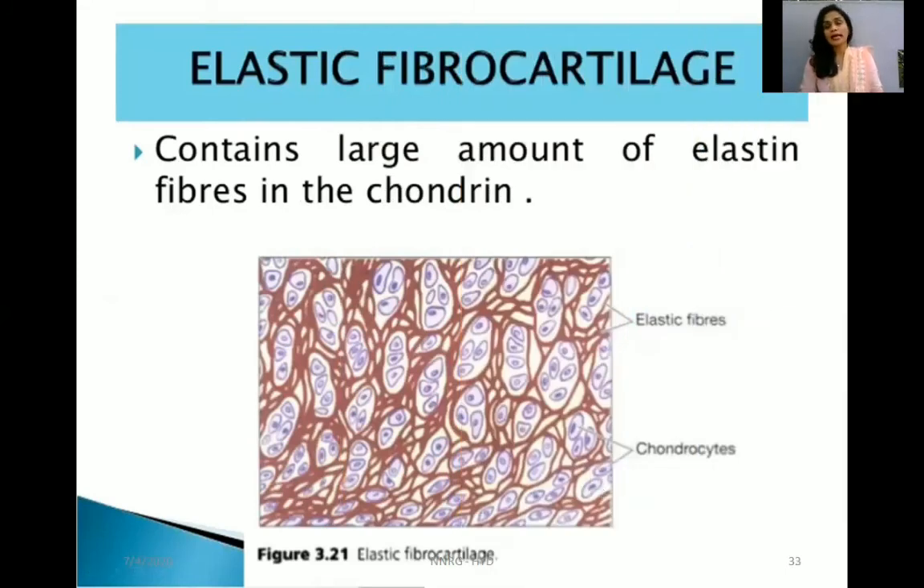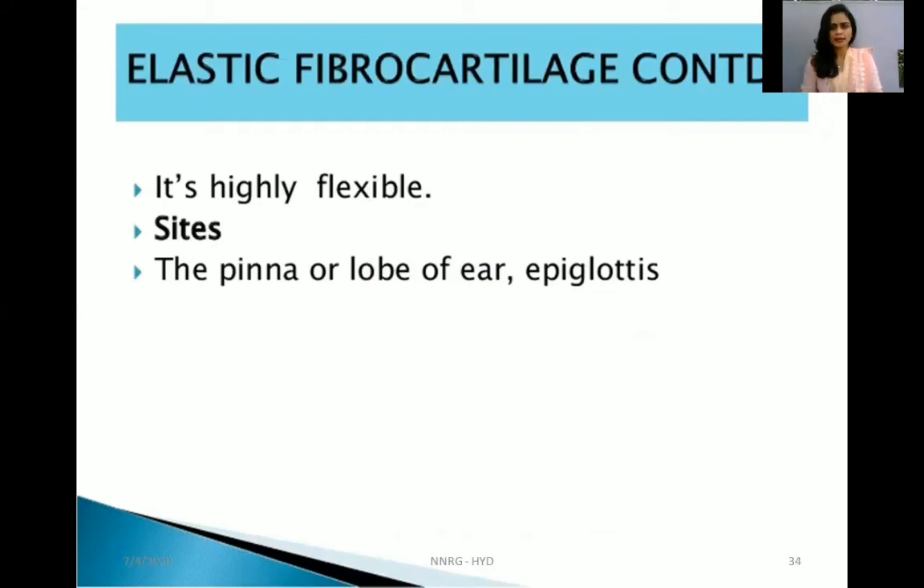Now coming to the elastic cartilage. It contains a large amount of elastin fibers in the chondrine. These are the cells of the connective tissue, and they are covered by elastic fibers. A large amount of elastic fibers are present here, that's why it is an elastic fibrocartilage. This elastic fibrocartilage is highly flexible, and the sites where it is present are the pinna, the ear lobe as it is called, and the epiglottis also, which prevents food from entering the trachea.